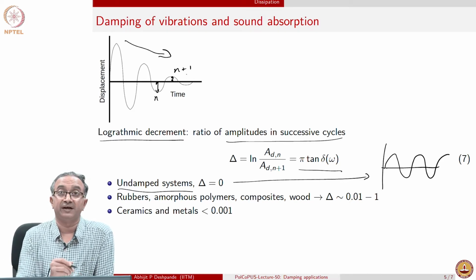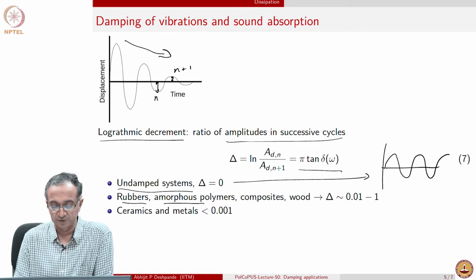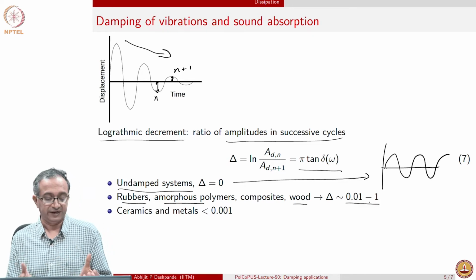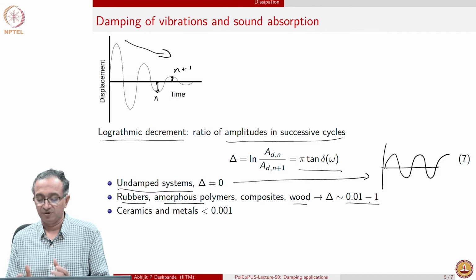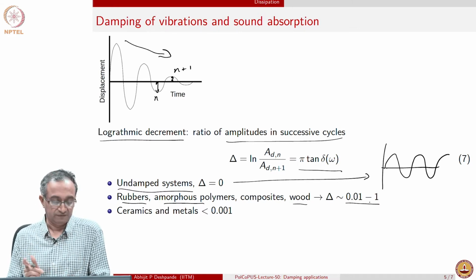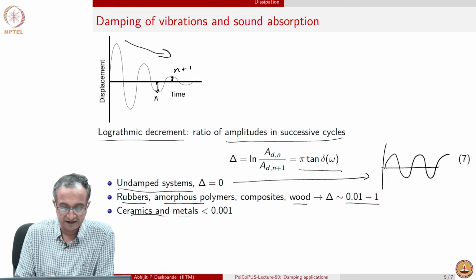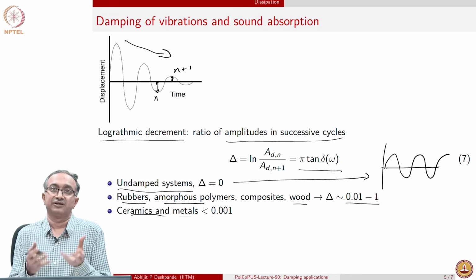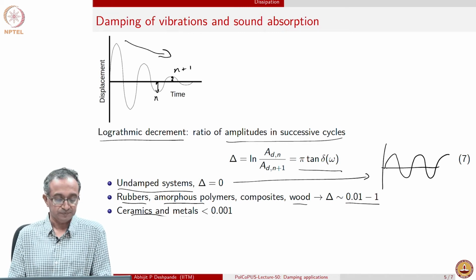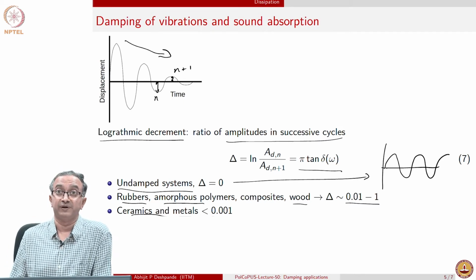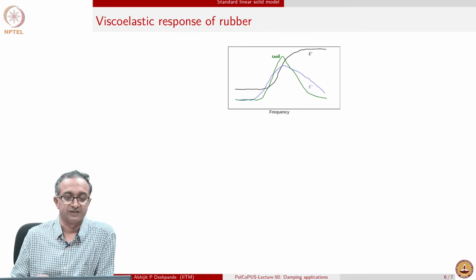But whenever damping happens, the amplitude will go down, and rubbers and many of the amorphous polymers and wood actually have the damping factor, this logarithmic decrement, in the order of 0.01 to 1. So, it is a 2 orders of magnitude change, but if you compare it with ceramics and metals, they have far lower logarithmic decrement, and clearly therefore ceramics and metals are not good damping materials, while many times rubber and in fact even wood can do a very good job of damping and vibration isolation.